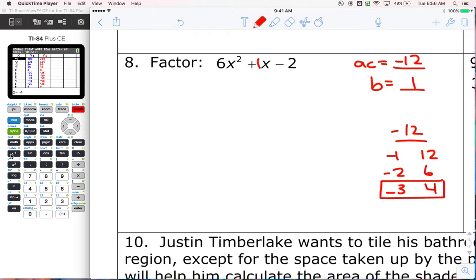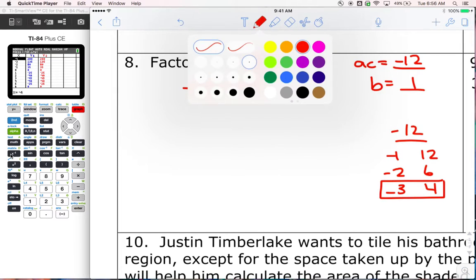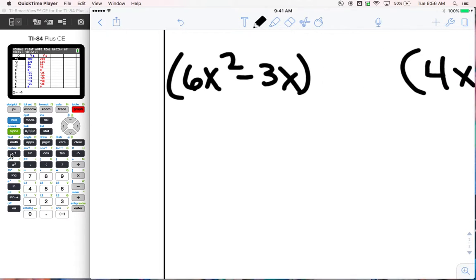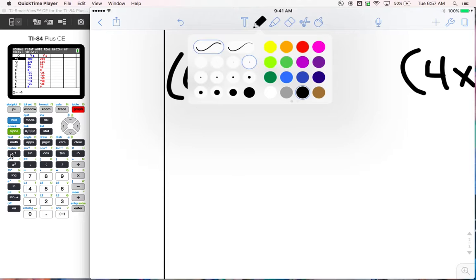So instead of writing 1x, I have a negative 3x and a positive 4x. I've split this up. My outside terms remain the same. I've got 6x squared and a negative 2. So just like the last problem, the next steps are exactly the same. We've got 6x squared minus 3x in a group, and it doesn't matter what order you write these in, by the way. My next group is going to be 4x minus 2. So we're going to find the GCF and factor it out for each of these groups.